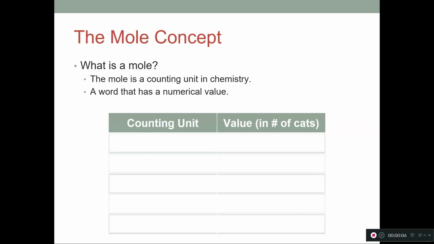In this video, I'm going to start introducing the concept of the mole. So in chemistry, the mole is a counting unit. So it's a word that has a numerical value. And so this is often compared to things like a pair. So if you have a pair of something, then you have two of it.